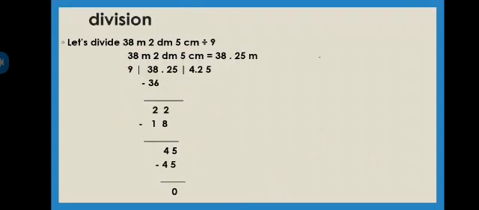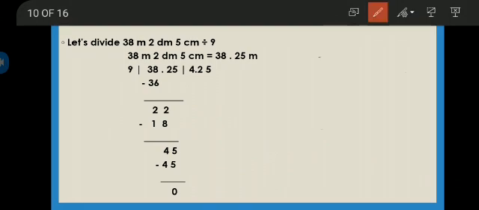Now let us divide 38 meter 2 decimeter 5 centimeter by 9. Here you have to convert the measure into meter. 38 meter 2 decimeter 5 centimeter is equal to 38.25 meter. So here you see 38.25 divided by 9.